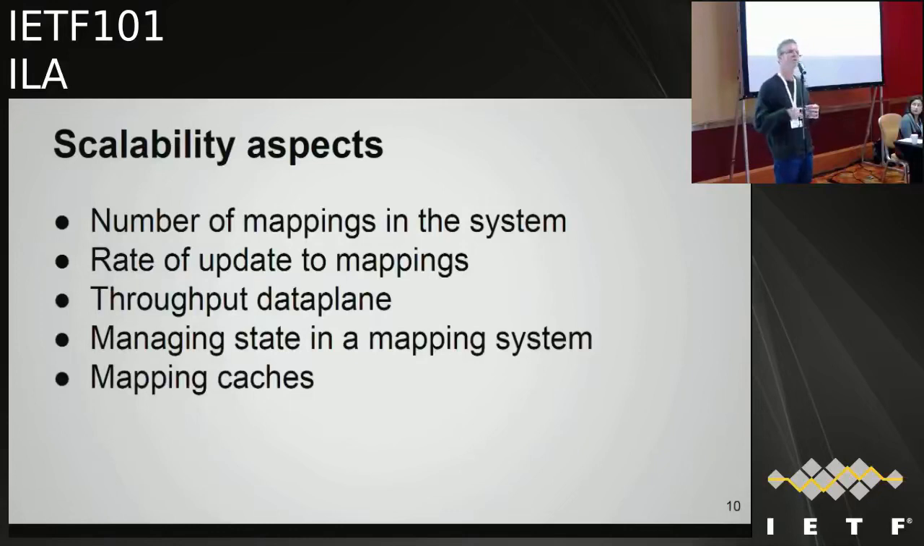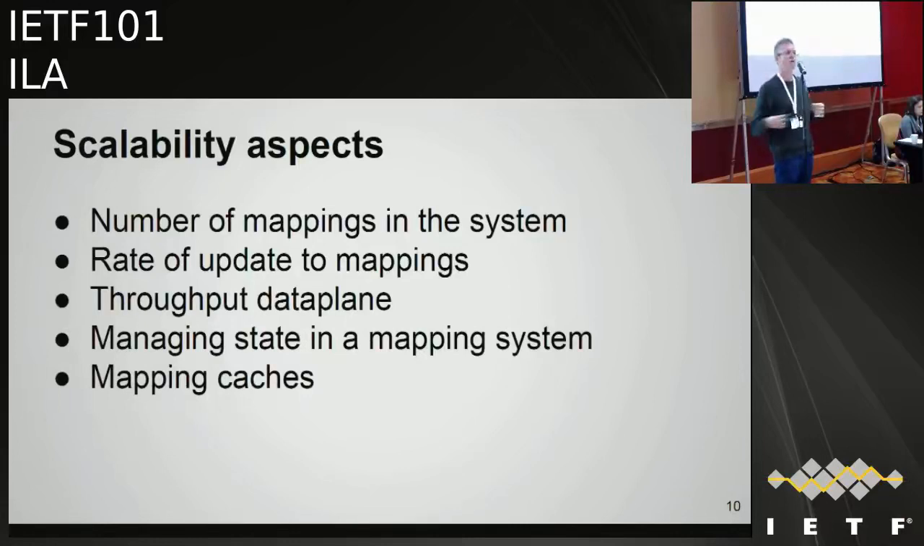In addition to the number of mappings, we have to consider the rate of mapping. So if we assume everything is mobile, a lot of these things are going to be moving around. That's going to require changes to the mapping system database. What is that rate and how do we absorb that rate? Kind of related to both of those, the throughput of the data plane. Obviously, we expect throughputs to go up, packets per second. So that will have kind of feedback into how we structure at least the mapping system and the data plane.